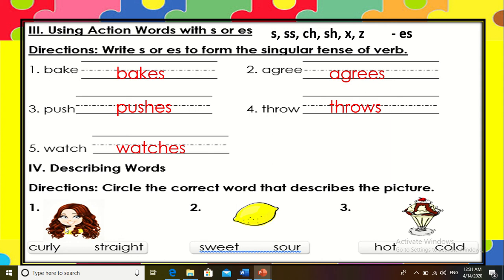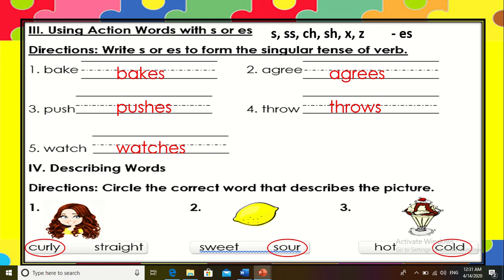The first one, look at the hair of this girl. Is the hair curly or straight? And the answer is curly. Number 2, how do you describe the lemon? Sweet or sour? The answer is sour. Number 3, look at the ice cream. How do you describe an ice cream? Hot or cold? And the answer is cold.